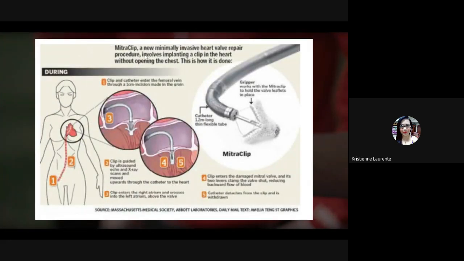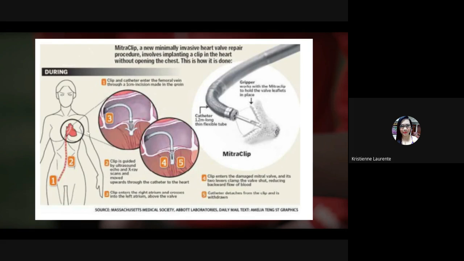So here, this is the MitraClip, a minimally invasive heart valve repair procedure that involves implanting a clip in the heart without opening the chest. This is how it is done. First, the clip and catheter enter the femoral vein through about a 1 centimeter incision made in the groin. It still depends on the size of the catheter, but at least 1 centimeter. Then the clip is guided by ultrasound. This is what we did, TEE guided. And then it is visualized moving upwards through the catheter up to the heart.